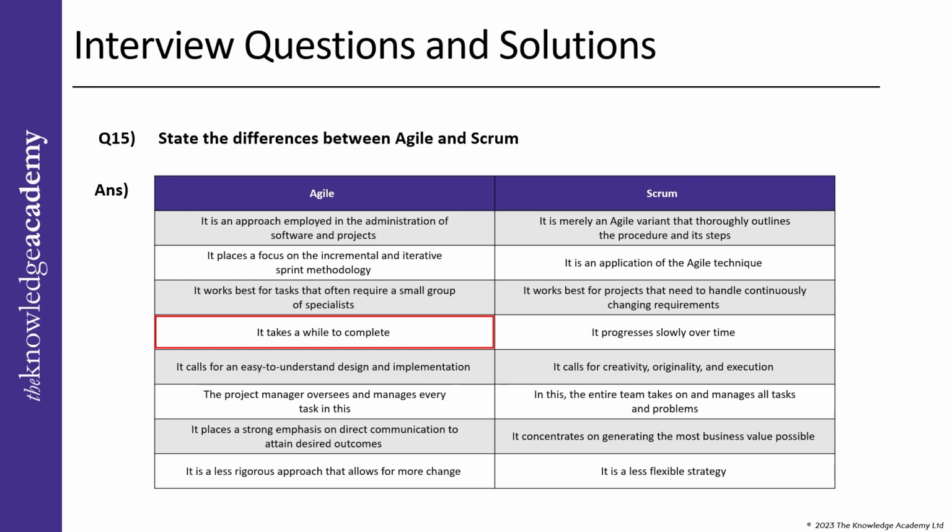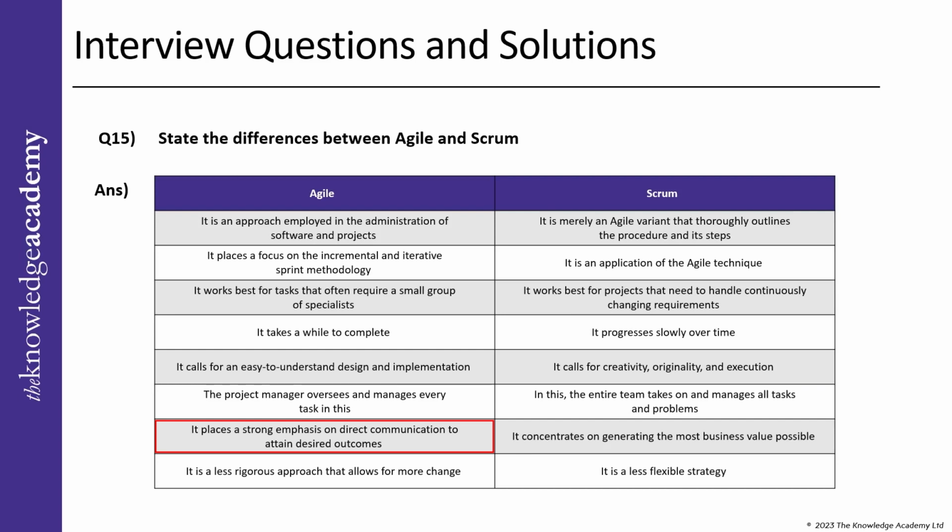It takes a while to complete Agile, whereas it takes progressively slower over time for Scrum to happen. Agile calls for an easy-to-understand design and implementation, whereas Scrum calls for creativity, originality, and execution. The project manager oversees and manages every task in Agile, whereas the entire team takes on and manages all the tasks and problems in Scrum.